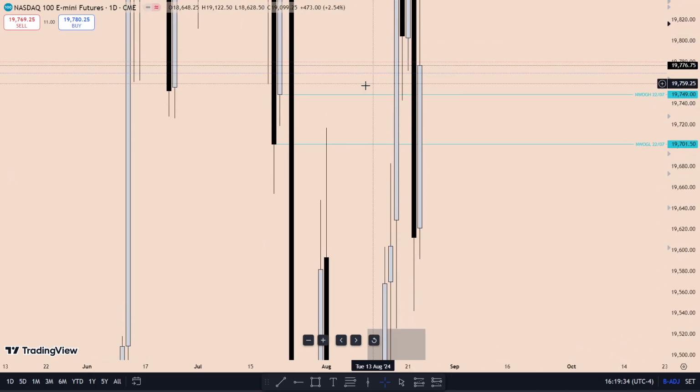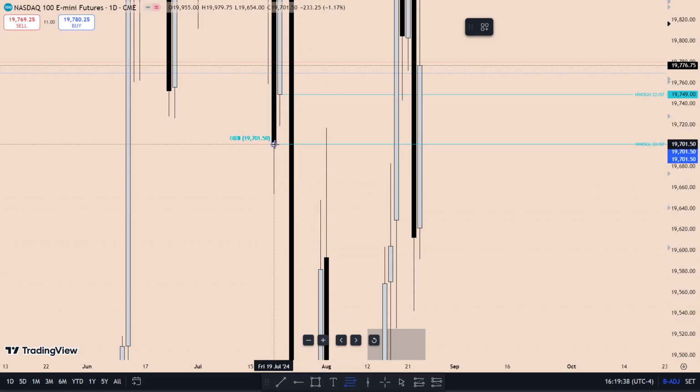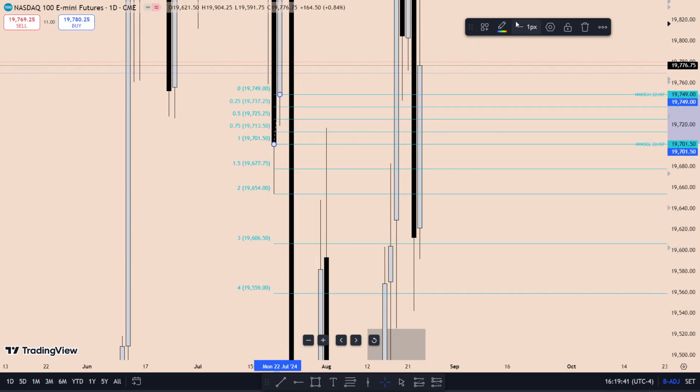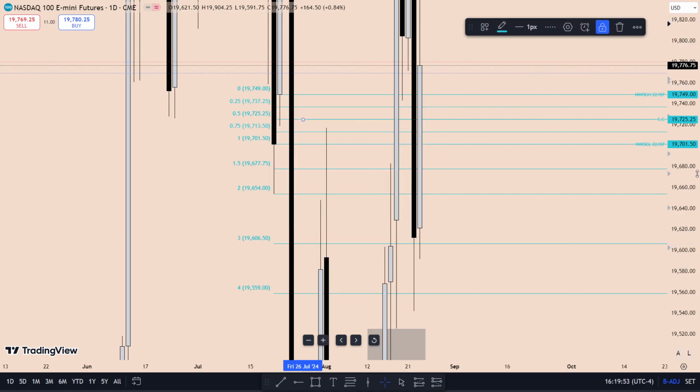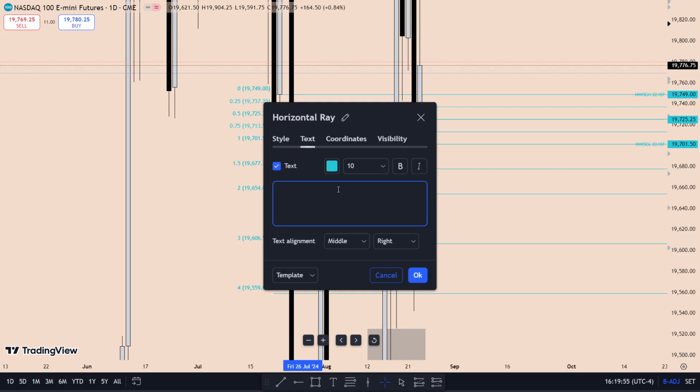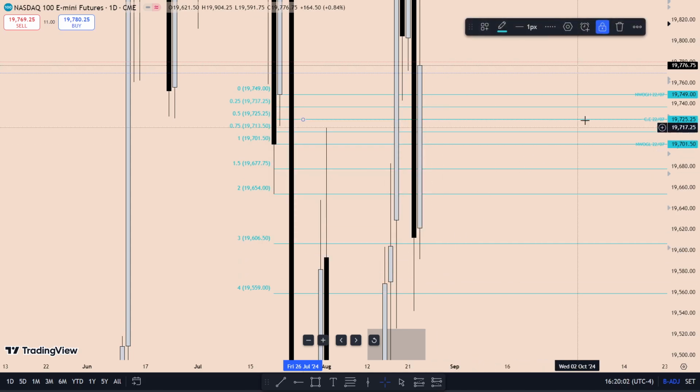Now that is more than 20 handles. So I'm gonna measure that again and put in the consequent encroachment. There. 0.7.